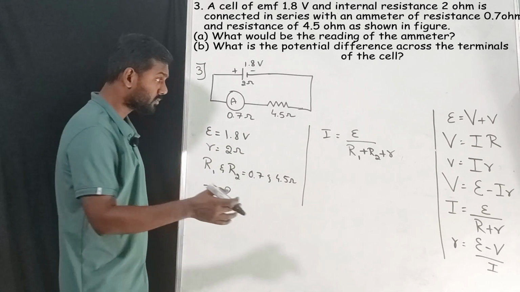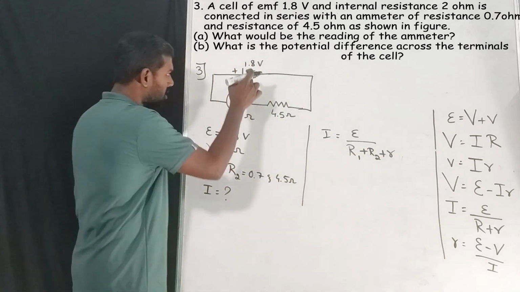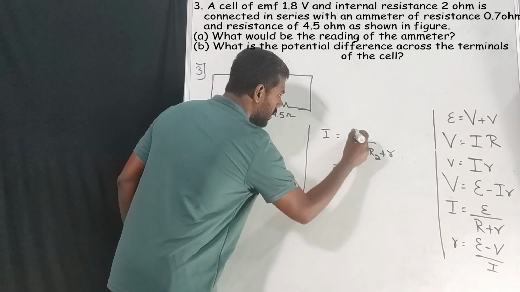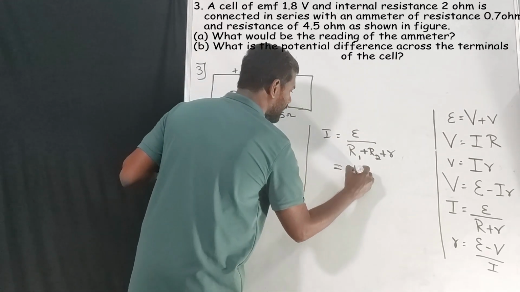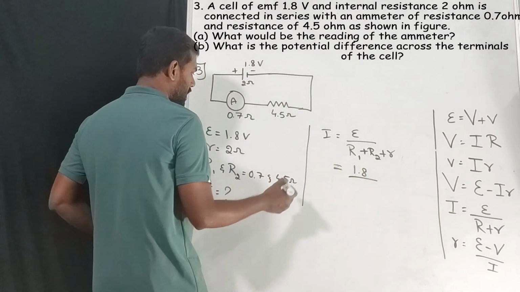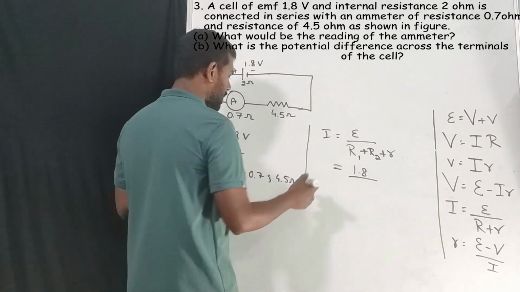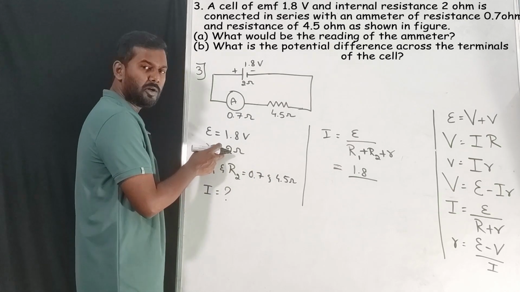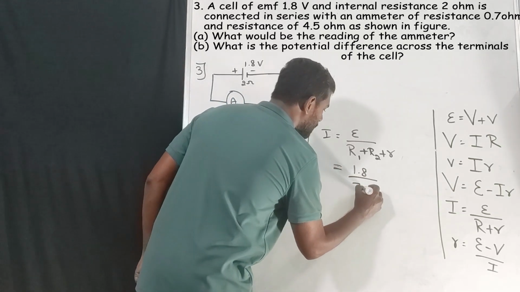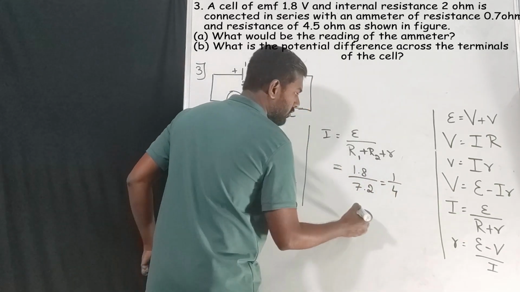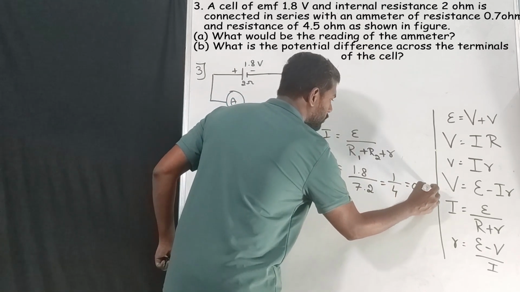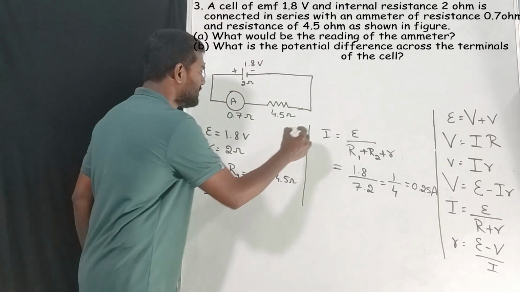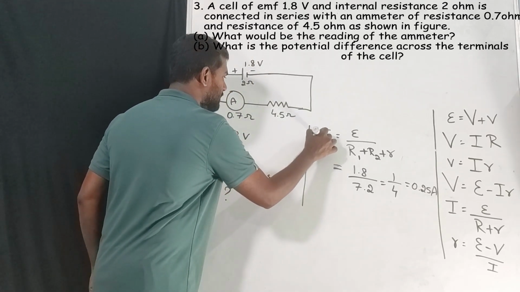Now you got to know why I have added it, because all of them are in series. Then E is equal to, what is the value of E? That is 1.8. Then R, R1, R2 and r, all of them I'll add. 0.7 plus 4.5, 5.2, 5.2 plus 2, that will be 7.2. This will be 1 by 4. 1 by 4 is nothing but 0.25, and what we are finding, current, unit will be capital A. Okay, this is the first sub question, that is A.